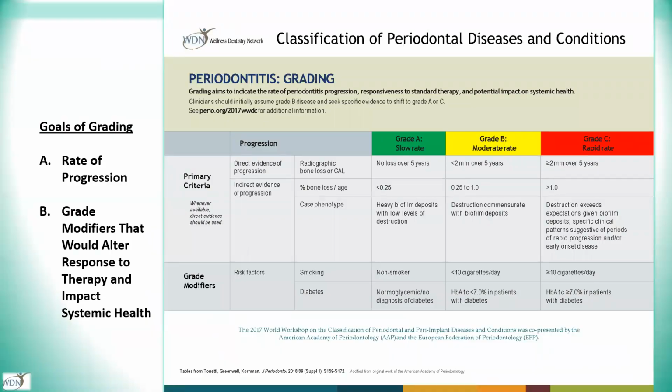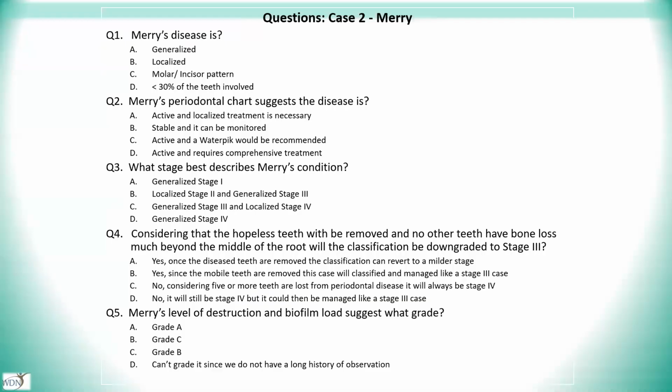So in our grading, this is clearly grade C, and that's how we would grade that. So Mary's disease, this is a little bit easier now. Mary's disease is clearly generalized. This is not just localized, it's generalized.